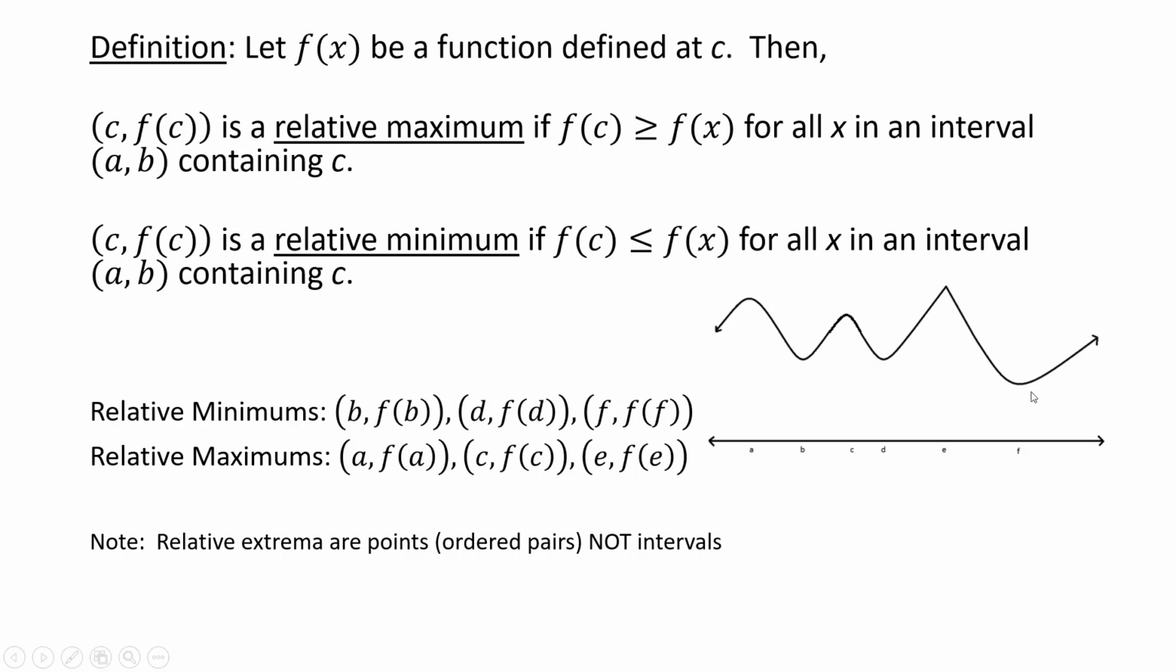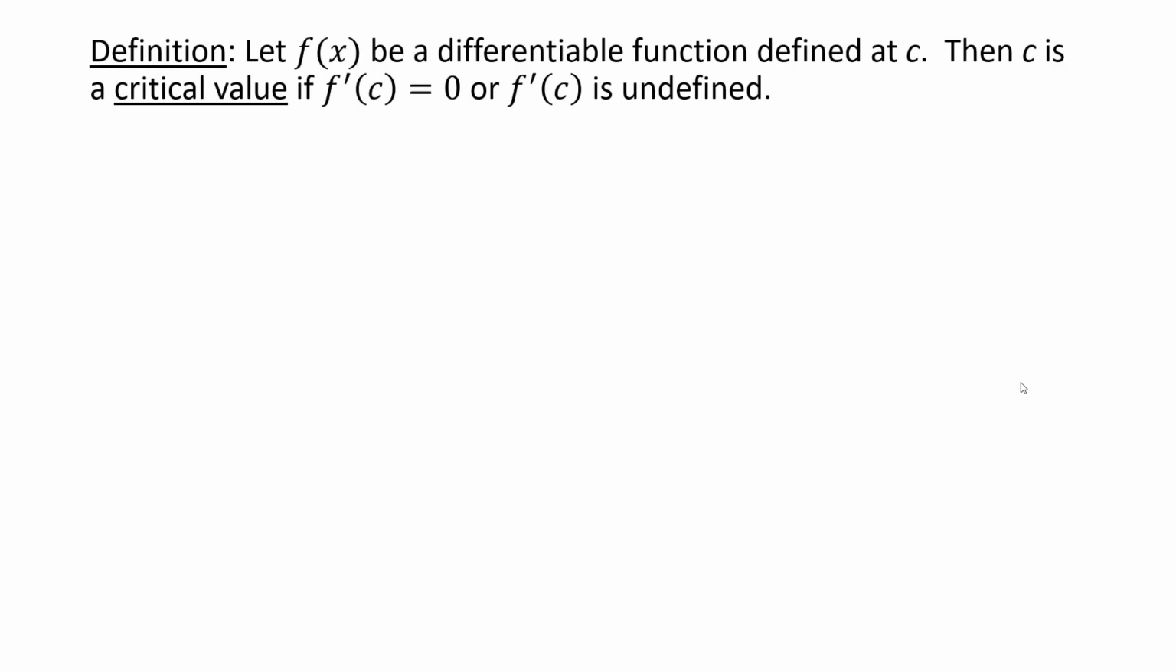And if your derivative is undefined, that means you can't take the derivative or it's not differentiable. And remember from previous knowledge, we talked about that happening at things like corners right here. So you can see we would have a critical value here at A, B, C, D, E, and F, because at each one of those places, the derivative is either 0 or the derivative is undefined.